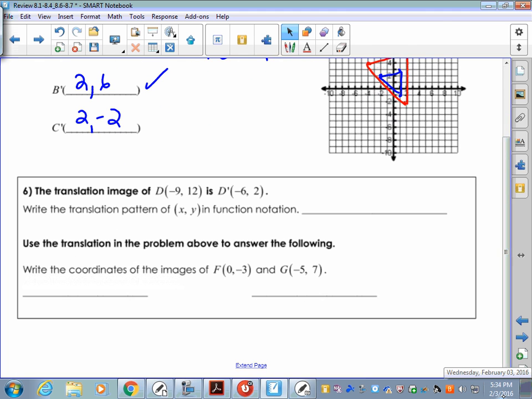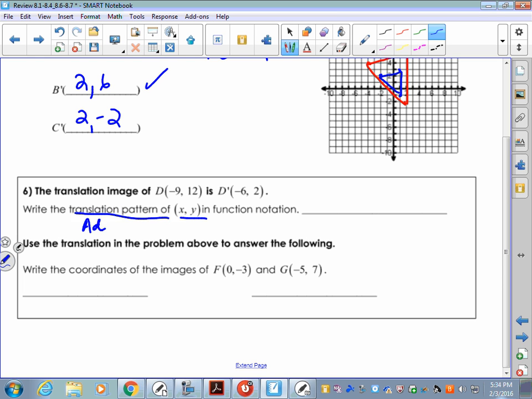Then we talked about this. You're definitely going to see the translation between an image and a pre-image, the points, and then they want you to come up with the translation pattern in terms of x and y. Whenever we translate, we're always adding or subtracting to every x and y. This is just stuff that should be in your folder.